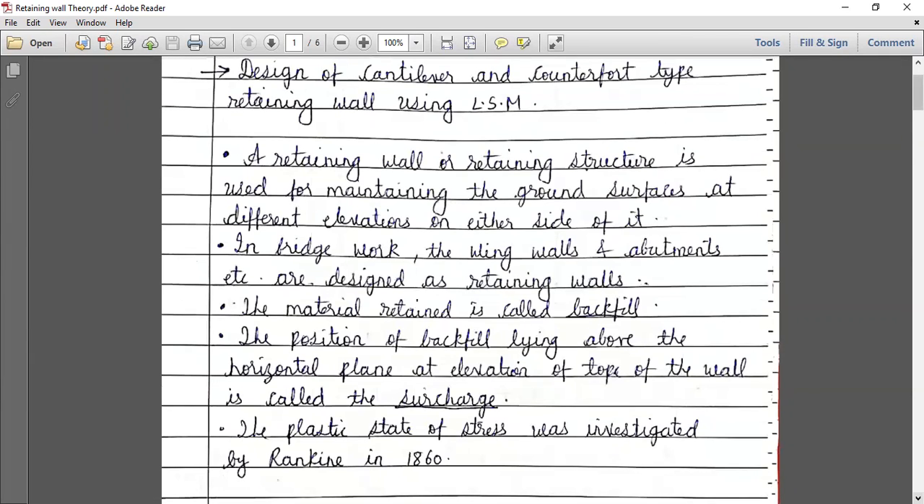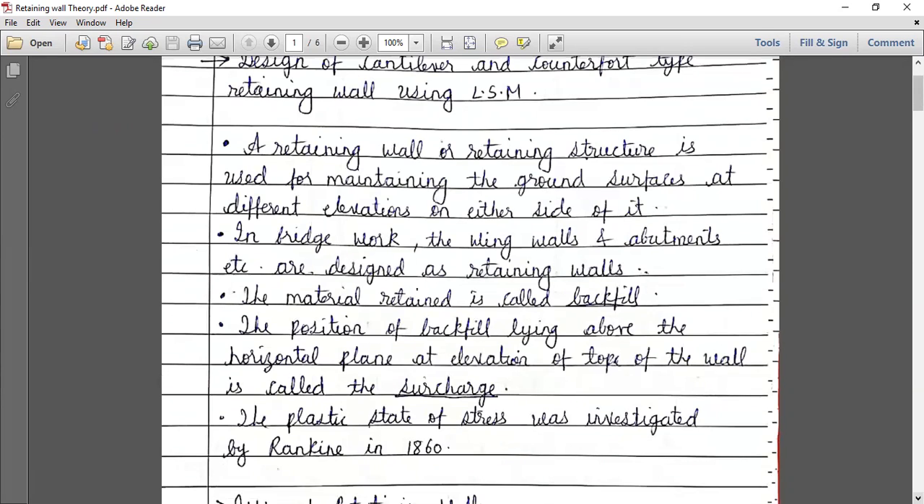So now the plastic state of stress was investigated by Rankine in 1860. So in geotechnical, you must have already studied the properties, the Rankine's theory. So basically the design of the retaining wall is also based on Rankine's theory. The equations which are derived, the formulas which are used are basically on the basis of Rankine's theory.